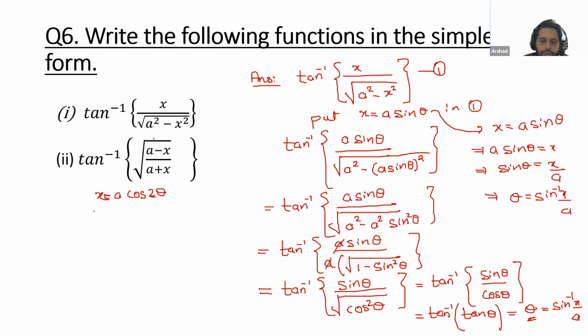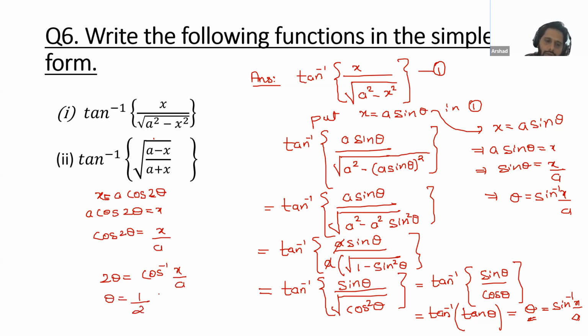Okay, so I hope everyone has done this. So you will get a cos 2 theta is equal to x. And here we will get cos 2 theta is equal to x by a, and from here 2 theta will be equal to cos inverse x by a, and this 2 will shift to this side, so you will get 1 by 2 cos inverse x by a. So this will be the final answer.